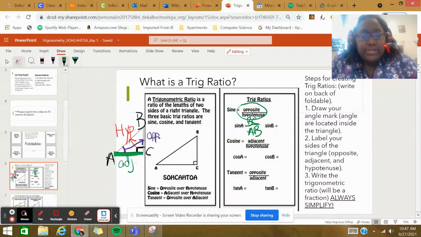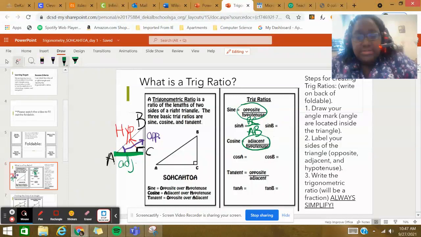Okay. Then cosine of A, because I'm going to keep using A, because that's the one I just filled in. Cosine of A is my adjacent over my hypotenuse. So my adjacent side will be AC, and my hypotenuse will be AB. And again, guys, you can switch the letters. So if you wrote CB and BA, that's fine.